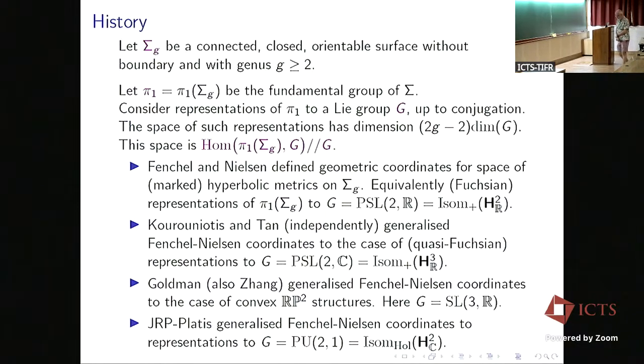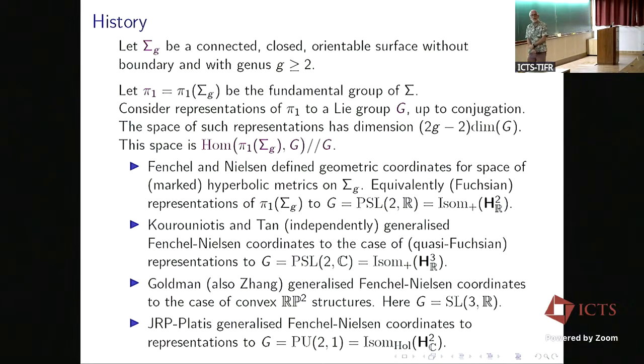The way I like to think of Teichmüller space is to think about representations of the fundamental group of the surface. So I'm thinking of sigma g both as an abstract surface, and at some point we're going to be thinking about it as a surface with a metric on it. But I'm going to consider representations to a Lie group. Initially for today, the Lie group will be PSL2R, and then later on it'll be SO(2,1), but then on Wednesday it'll be more general Lie groups. But a general fact is that the space of such representations has dimension 2g minus 2 times the dimension of my Lie group.